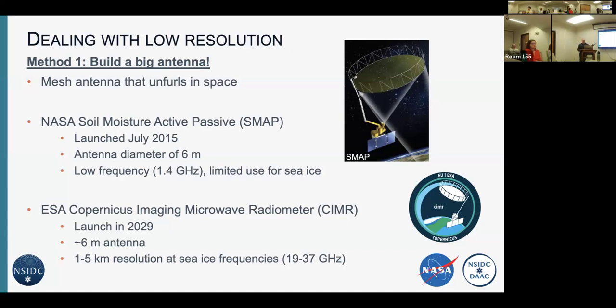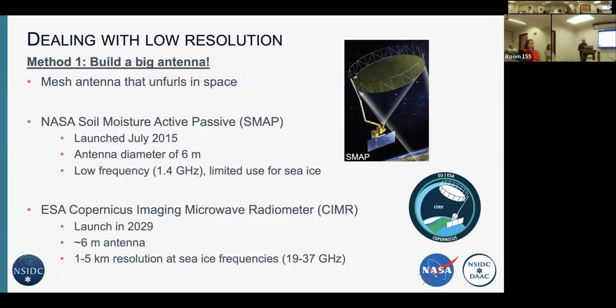At a low frequency, the lower the frequency, the bigger the footprint tends to be. So 1.4 gigahertz with a 2 meter antenna, you get a huge area. It really wouldn't be very useful. So that's where the mesh antenna comes in.